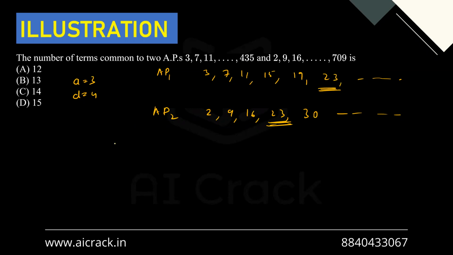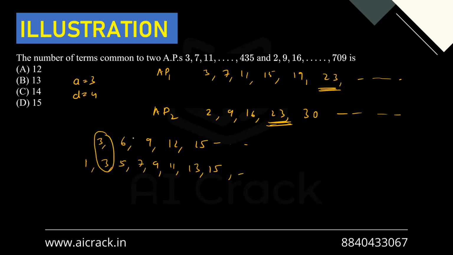So how to do that? Let's say we have two APs. For example, we have 3, 6, 9, 12, 15, and so on. And the other AP is 1, 3, 5, 7, 9, 11, 13, 15, and so on and so forth. Right? Now you can clearly see that the first common term over here is 3, and the second common term over here is 9. So we have a jump of 6. But if we talk about just this AP, we had a common difference of 3. If we talk about just this AP, we had a common difference of 2.